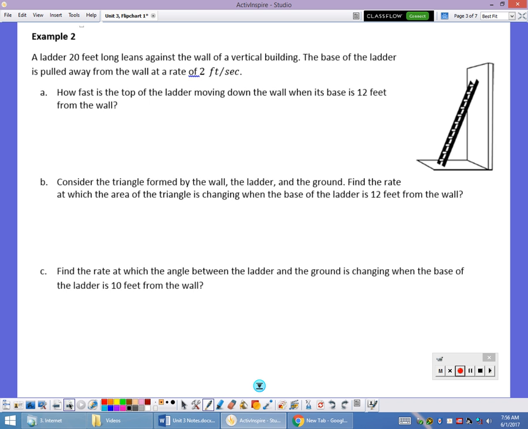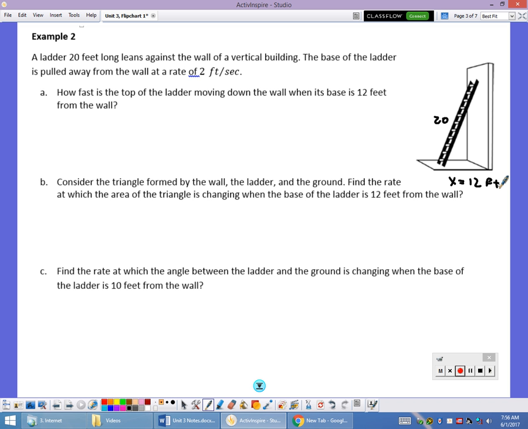There are a lot of relationships based upon the Pythagorean theorem, and we do this old-fashioned problem with a ladder leaning up against a building or a wall. In this particular case, we have a vertical building. We have a 20-foot ladder, so this is 20 feet. We're going to look at the rates of change of these different variables when x is 12 feet away, and that's consistent for all the different parts of the problem.